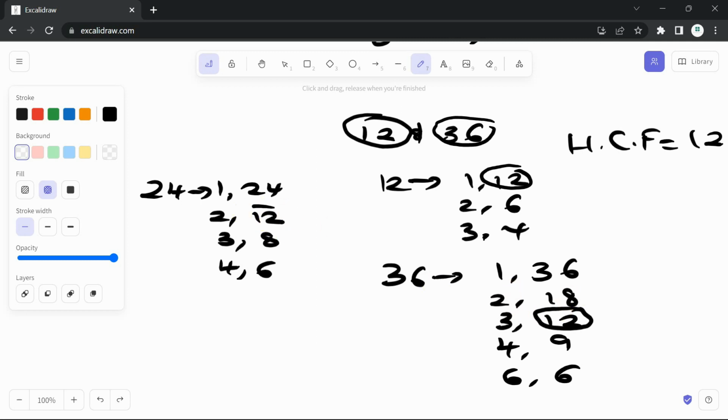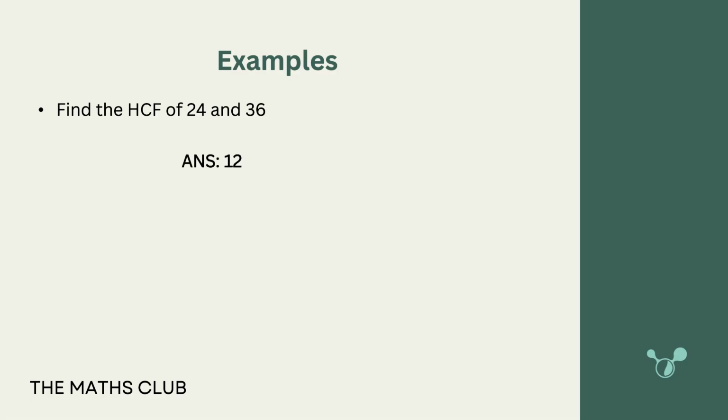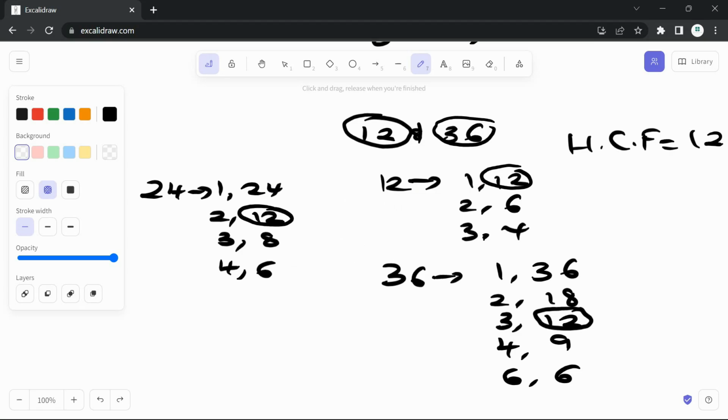Yes, there's 12. So that means that my HCF between 24 and 36 is 12, right? Now, what of the LCM? If I wanted to find the LCM, which is the lowest common multiple, what am I going to do? That is a bit different from what we're doing, right?